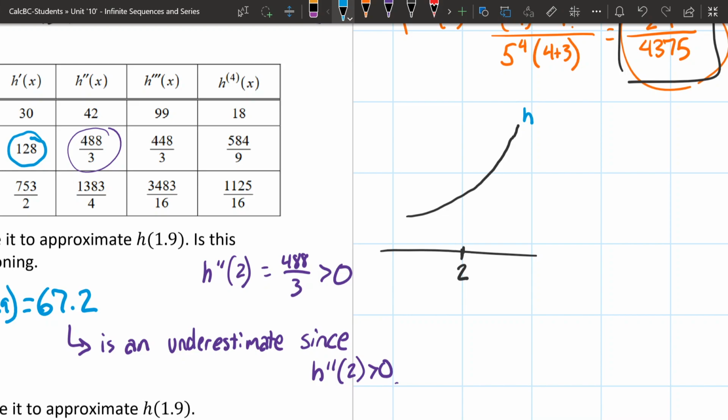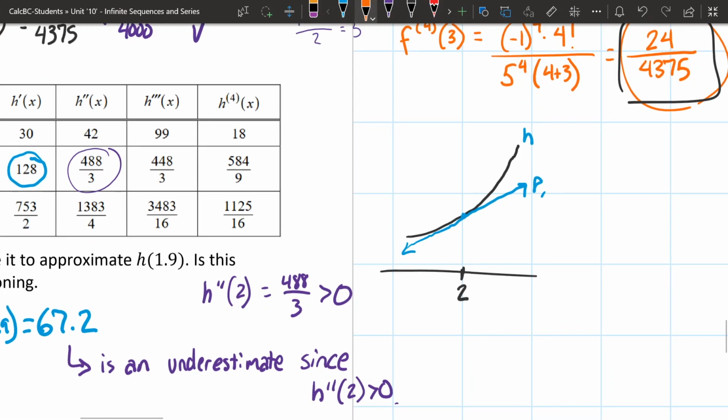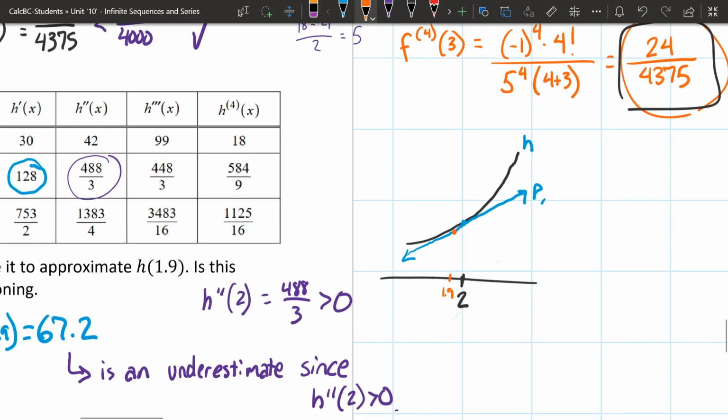Then the first degree polynomial that we just found, that tangent line, is going to look something like this. Okay, that's my p sub 1. All right, so if it approximates h at x equals 1.9, that approximation is going to be somewhere around there. That's going to be less than what the actual is. All right, it's going to be an underestimate.